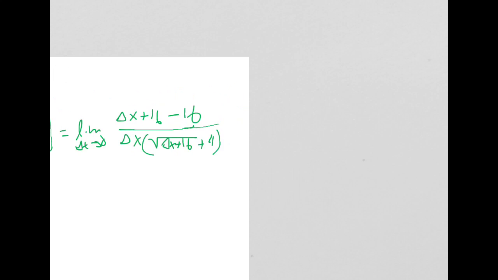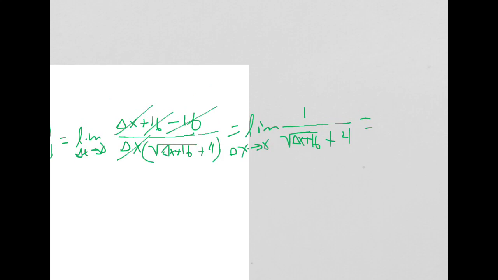So now I can simplify 16 and negative 16, delta x and a delta x, so I get the limit as delta x goes to 0 of 1 over the square root of delta x plus 16 plus 4, which is 1 over the square root of 16 plus 4, which is 1 over 8.